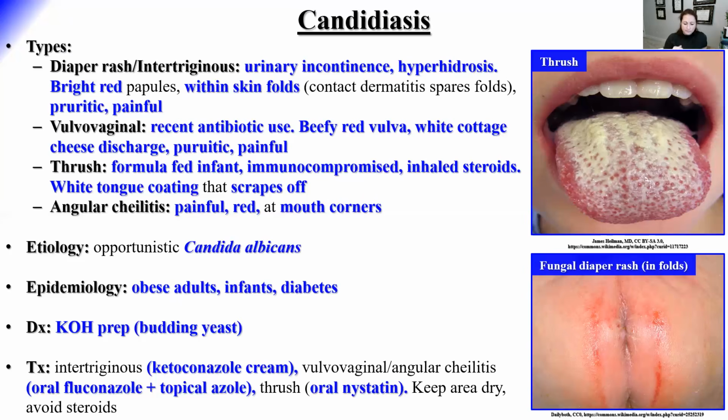And if it's a baby, you have to put that on a Q-tip and kind of swab it on the tongue. You don't want them to drink it. And if you put it on the pacifier, that usually doesn't break it up enough to help it penetrate. So you really need to get a little cotton swab in there. You want to keep these areas dry to prevent this from coming back and then avoid steroids.